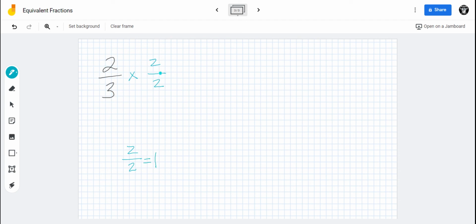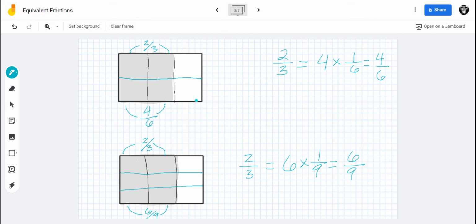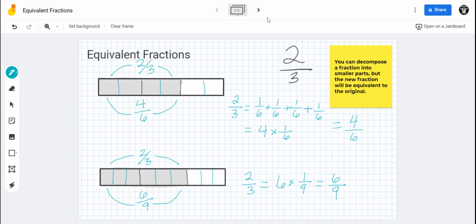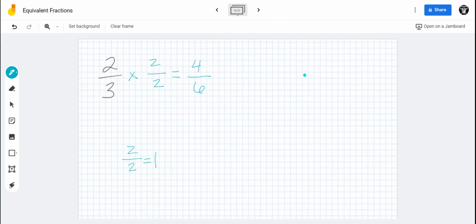But by multiplying it by the same numerator and denominator, in this case 2, in both situations, I can multiply straight across. 2 times 2 is 4, and 3 times 2 is 6, and I get 4/6, which is the same equivalent fraction that I had over here when I did it on my model, and the same one that I did on the very first page. All right, so that's how you can do it with just multiplication.